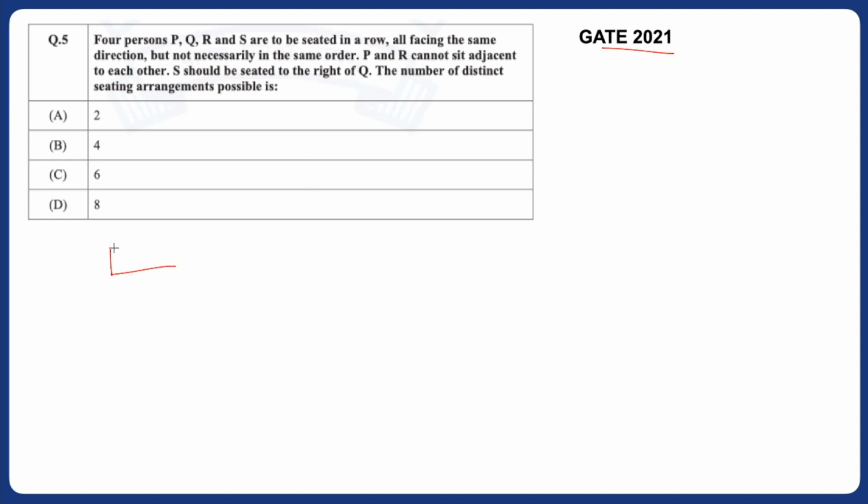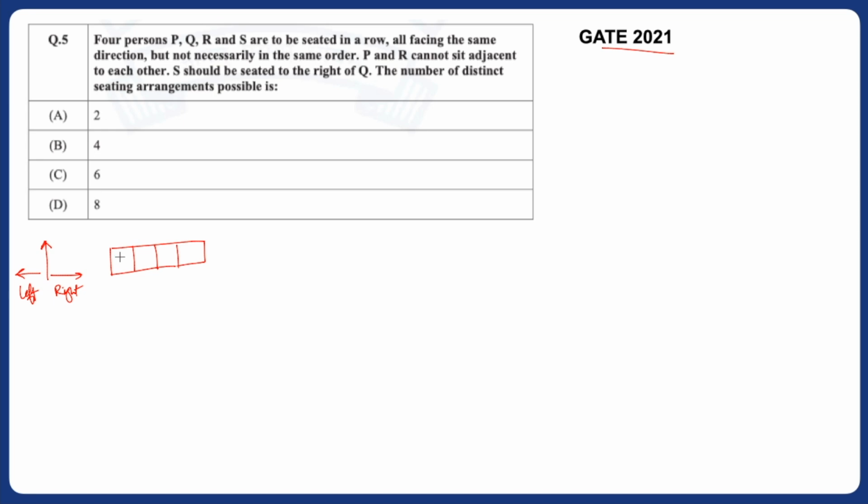So there are 4 positions, so let me make 4 boxes. This is the position, and let's say everyone is facing in this direction. If you are facing in this direction, of course your right is going to be this and your left is going to be this, right? So this is how we are going to understand everything. So the right side is this direction and the left side is this direction. The first thing is that P and R cannot sit adjacent to each other, and S should be seated to the right of Q. So let's start.